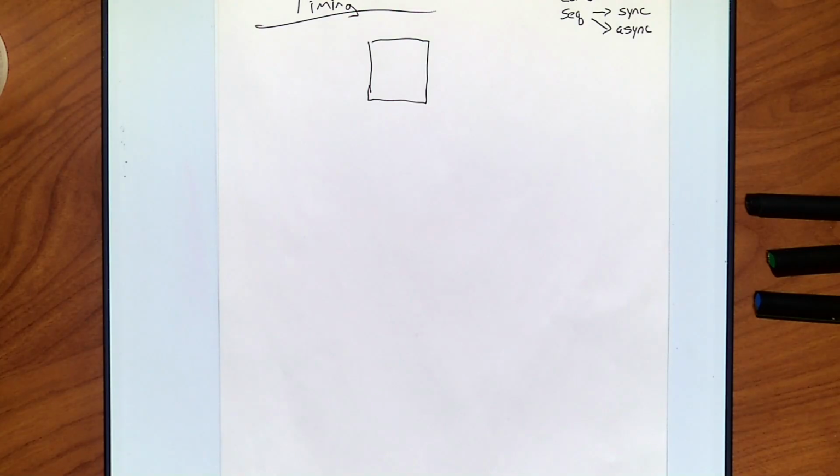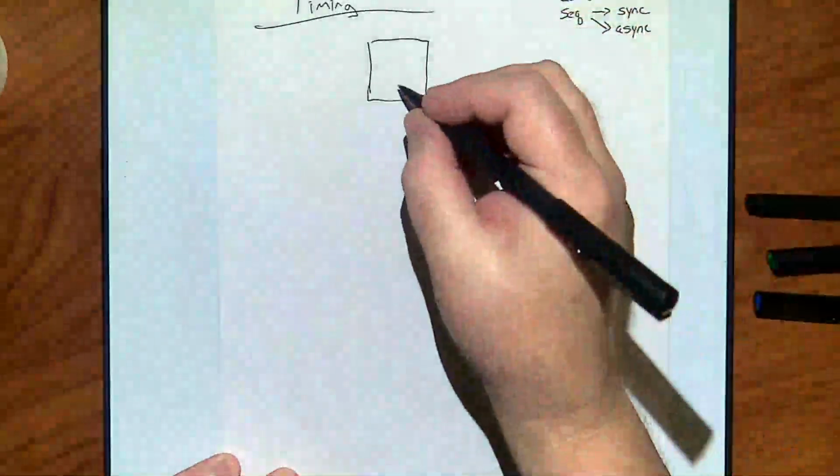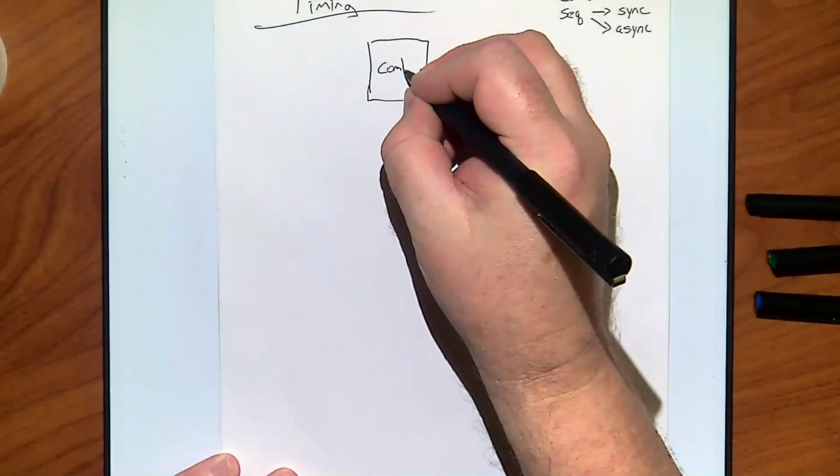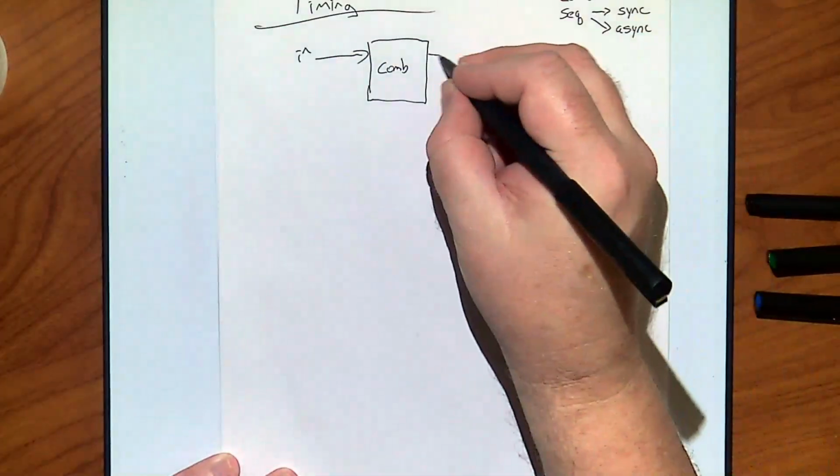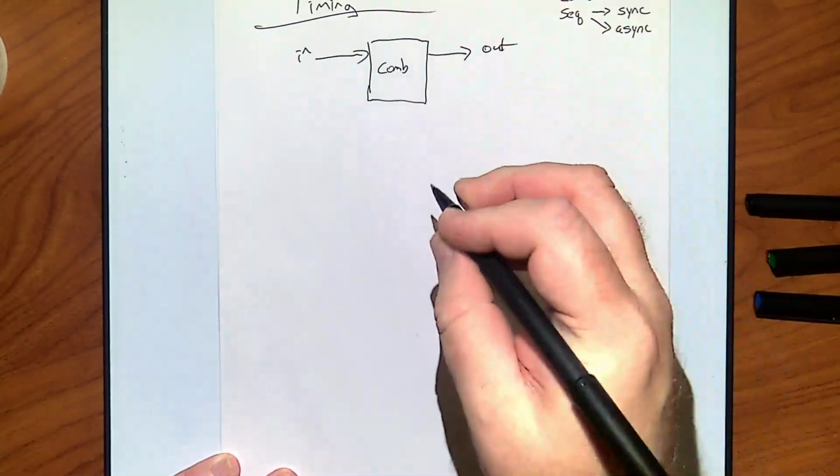So just remember, when we say the outputs are a combination of the inputs, and that's where the name comes from, you just think in your head, therefore no memory. Okay? All right, so any of our designs is combinational, and we have inputs and we have outputs.